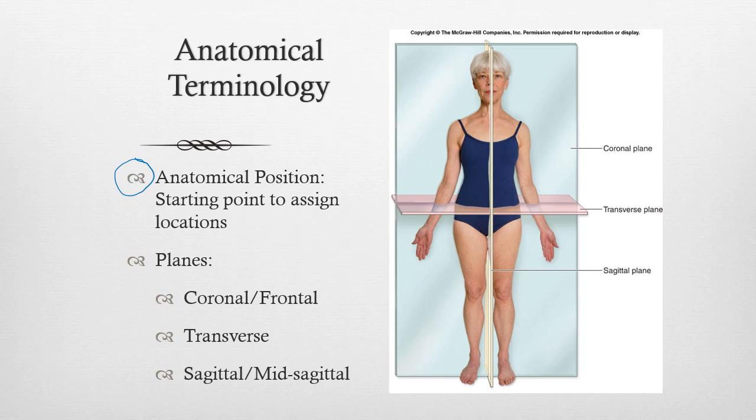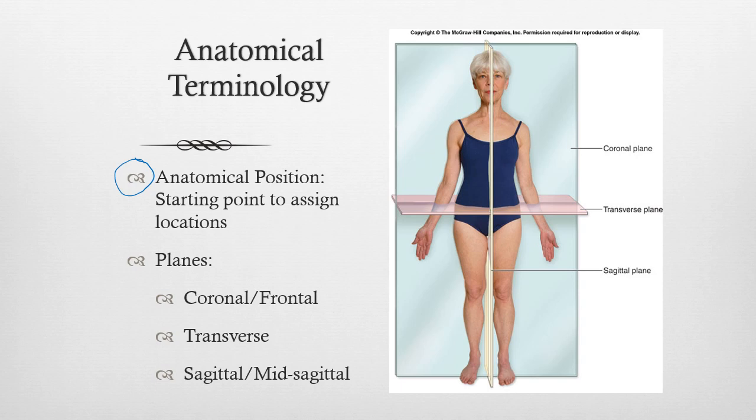Sometimes when we look at the body, we want to be able to, in a sense, cut part of the body up in certain ways and look at it from a different view. And so we'll use things like planes. Planes are also used in terms of doing things like special imaging.